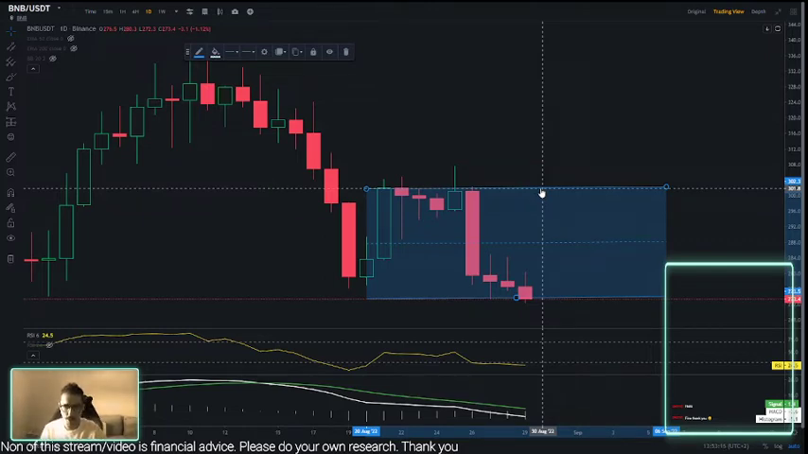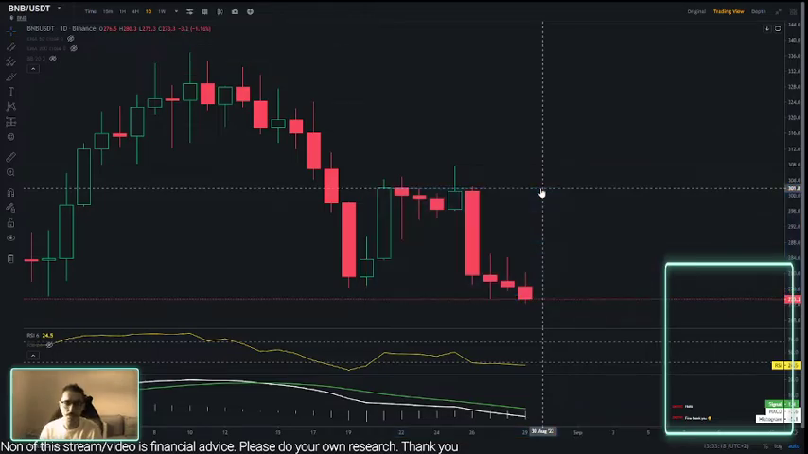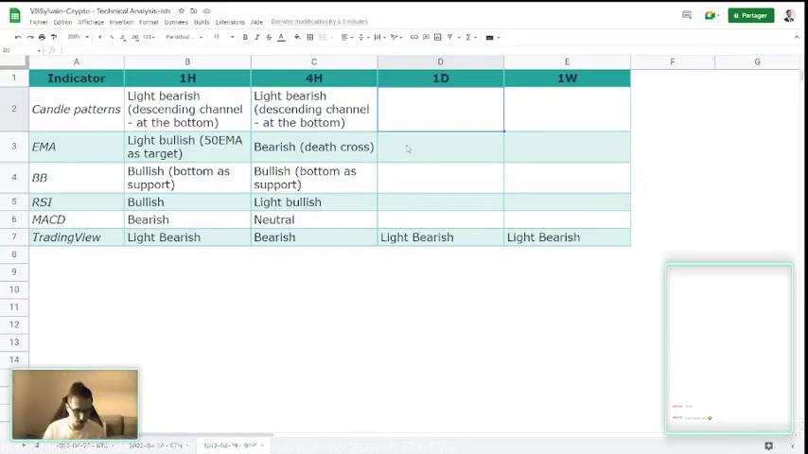All right, so pretty hard to say. Let's go for neutral, light bullish. I'm not sure. I'm gonna put neutral. Sideways trading. Trend uptrend, maybe.